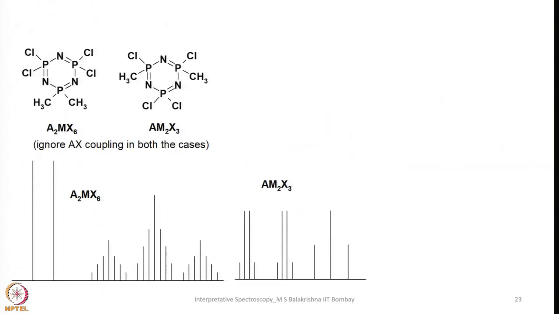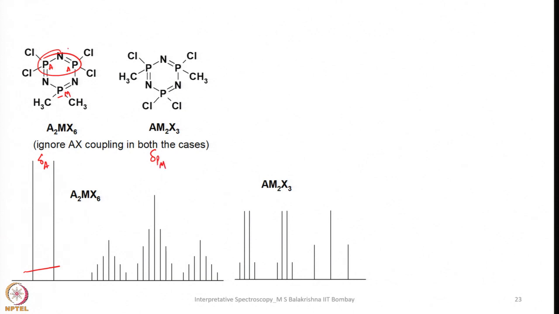I will show you the spectrum here. You can see an AMX6 system. As I said, these two do not show proton coupling. I showed you there, but it will be something like this. It simply shows a doublet coupled with this one we are seeing here. If you say this is A and this is M, this is delta A, and then this is delta M.